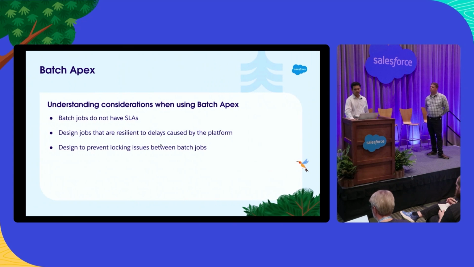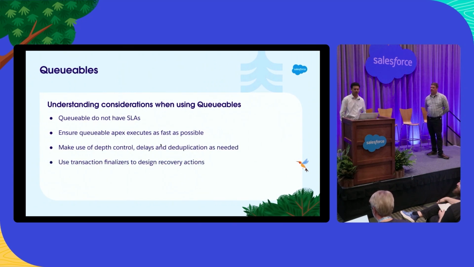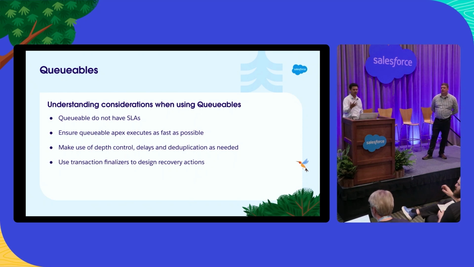Perfect. All right, moving on. What about queueables though? I know you talked about batch Apex, which is for heavy volume processing. There's another asynchronous pattern that our developers use, like queueables. What are some of the considerations that we need to make when we are dealing with queueable classes?